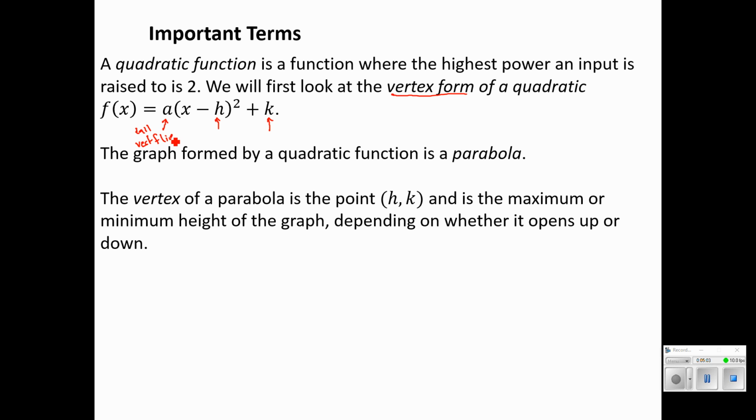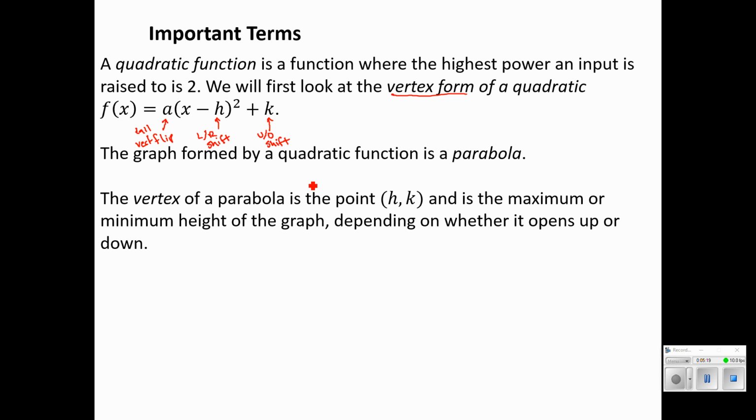We've got our h, which is a left or right shift. And then we've got our k, which is an up or down shift. And again, we've seen those through examples when we went through pretty much all of chapter 1. We arrived at those conclusions.